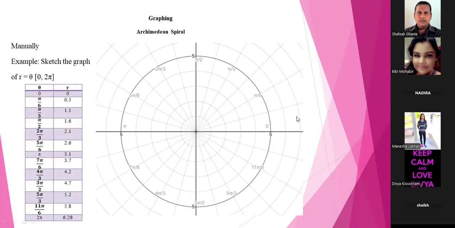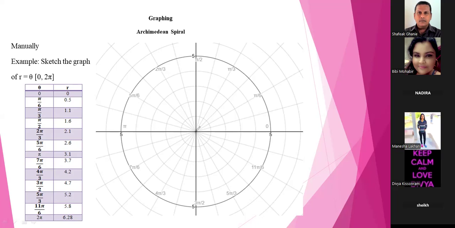Now, graphing the Archimedean spiral, like my other colleagues did, we can graph it manually. We have to form a table. And that table, you'll have your theta and you'll have r. Now we want to sketch the graph of r equal theta from 0 to 2 pi. So we can use 0, pi over 6, pi over 3, and so on until we reach 2 pi. Now these figures here for r, you just put in pi over 6 into your calculator and you'll have these figures here. So we can go ahead and plot them.